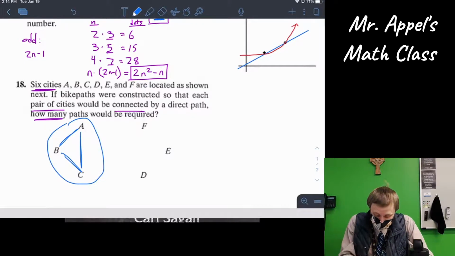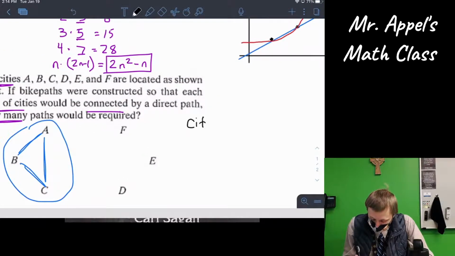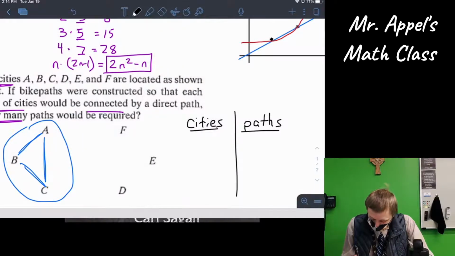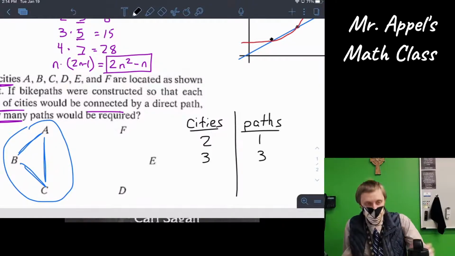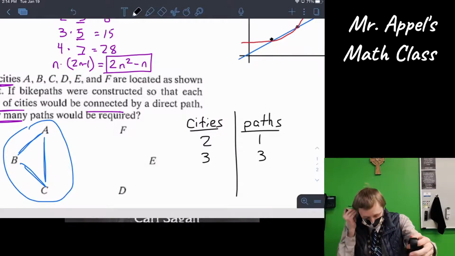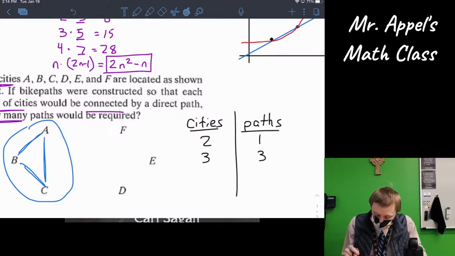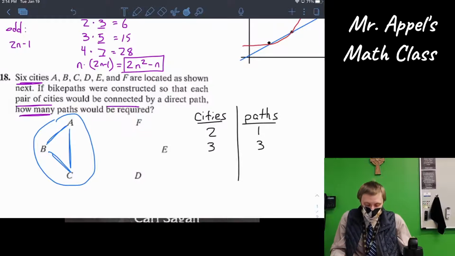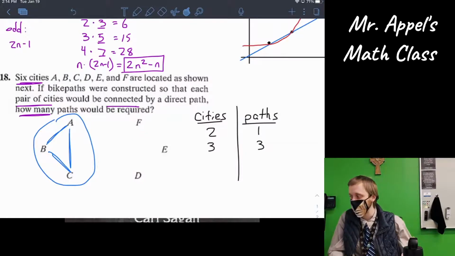I think we might want to keep track of this. This is probably a good idea. Let's set up another table with our number of cities and the number of paths. And we'll keep track of this. We'll stick with black. 2 cities gave us 1 path. 3 cities gave us 3 paths. And we'll just find out this pattern until we get to 6 cities, unless you find something shorter than that.